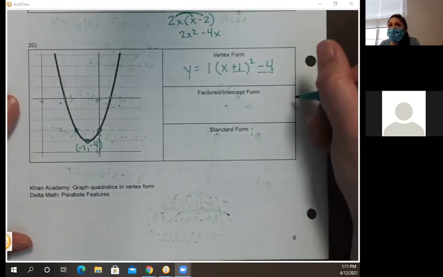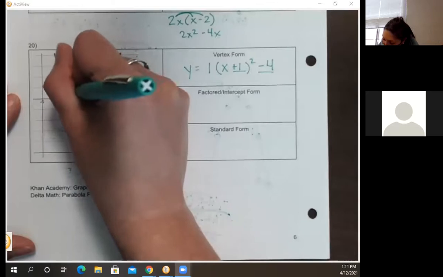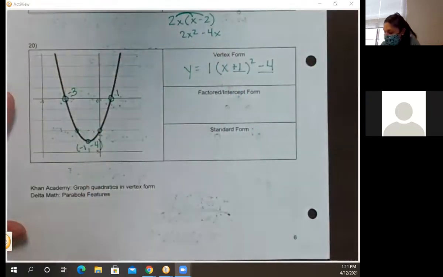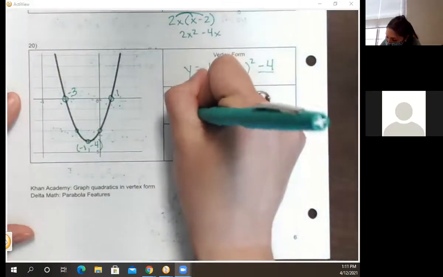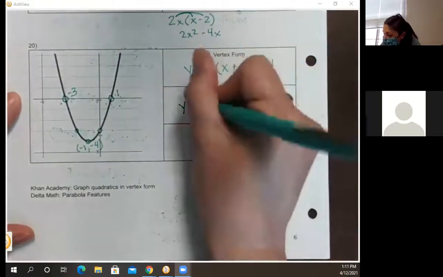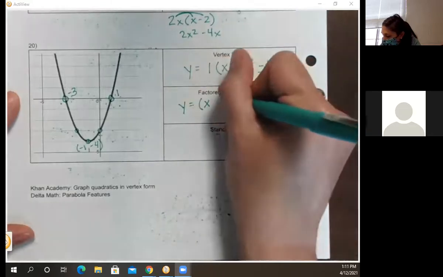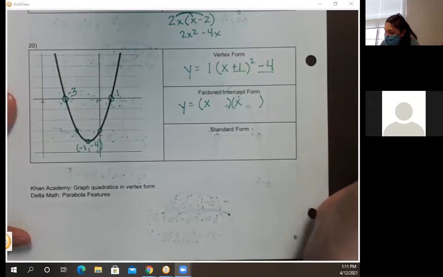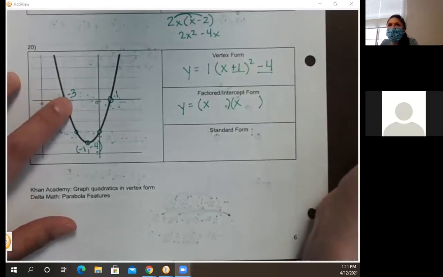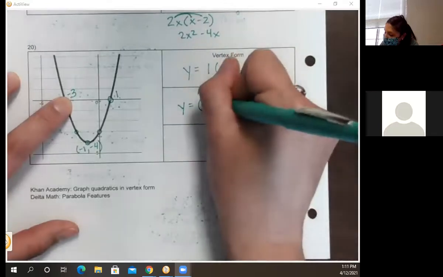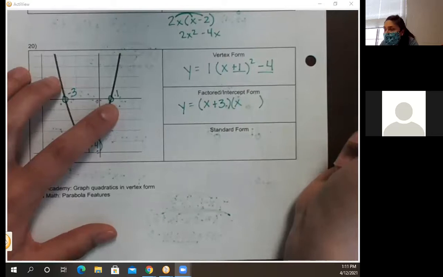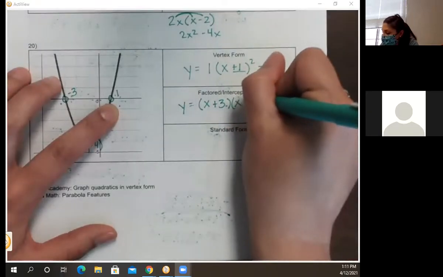Now for intercept form, we're going to identify our x-intercepts. I've got an x-intercept here at -3, and then here at +1. So as I'm setting up intercept form, same lead coefficient. And then I'm going to have two factors. I have an x-intercept at -3. That means one of my factors had to be x plus 3. I have an x-intercept at 1. One of my factors had to be x minus 1.